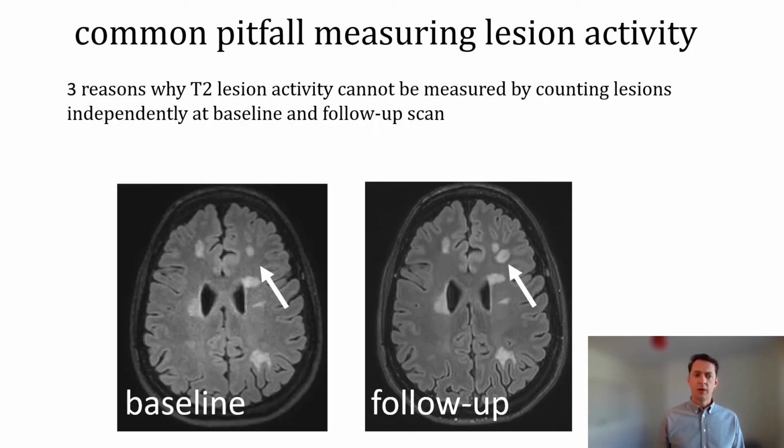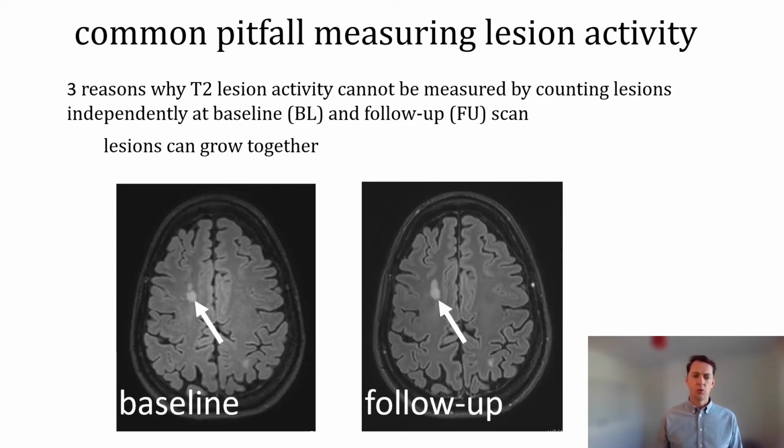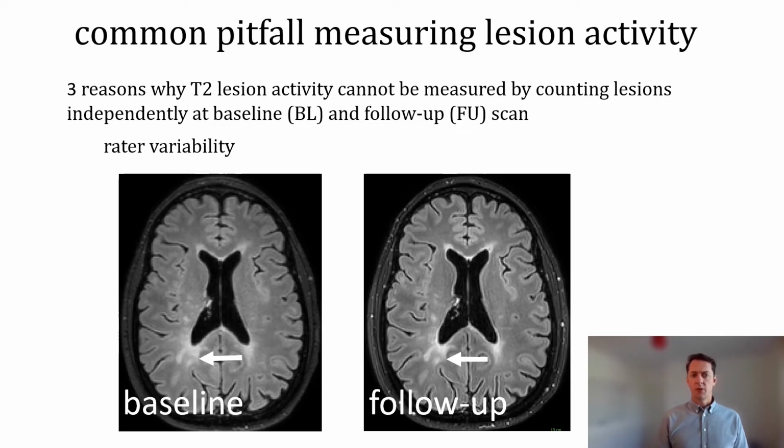There are 3 reasons why lesion activity cannot be measured by counting lesions independently at baseline and at follow-up, and then simply calculating the difference between their numbers. The first reason is that lesions can appear, as shown in this example. They can also disappear, as shown here. This is the same patient. The second reason is that lesions can grow together or become confluent. So here at baseline, we see 2 disjoint lesions, and at follow-up, 1 lesion has grown and it became 1 bigger lesion. The third reason is the rater variability.